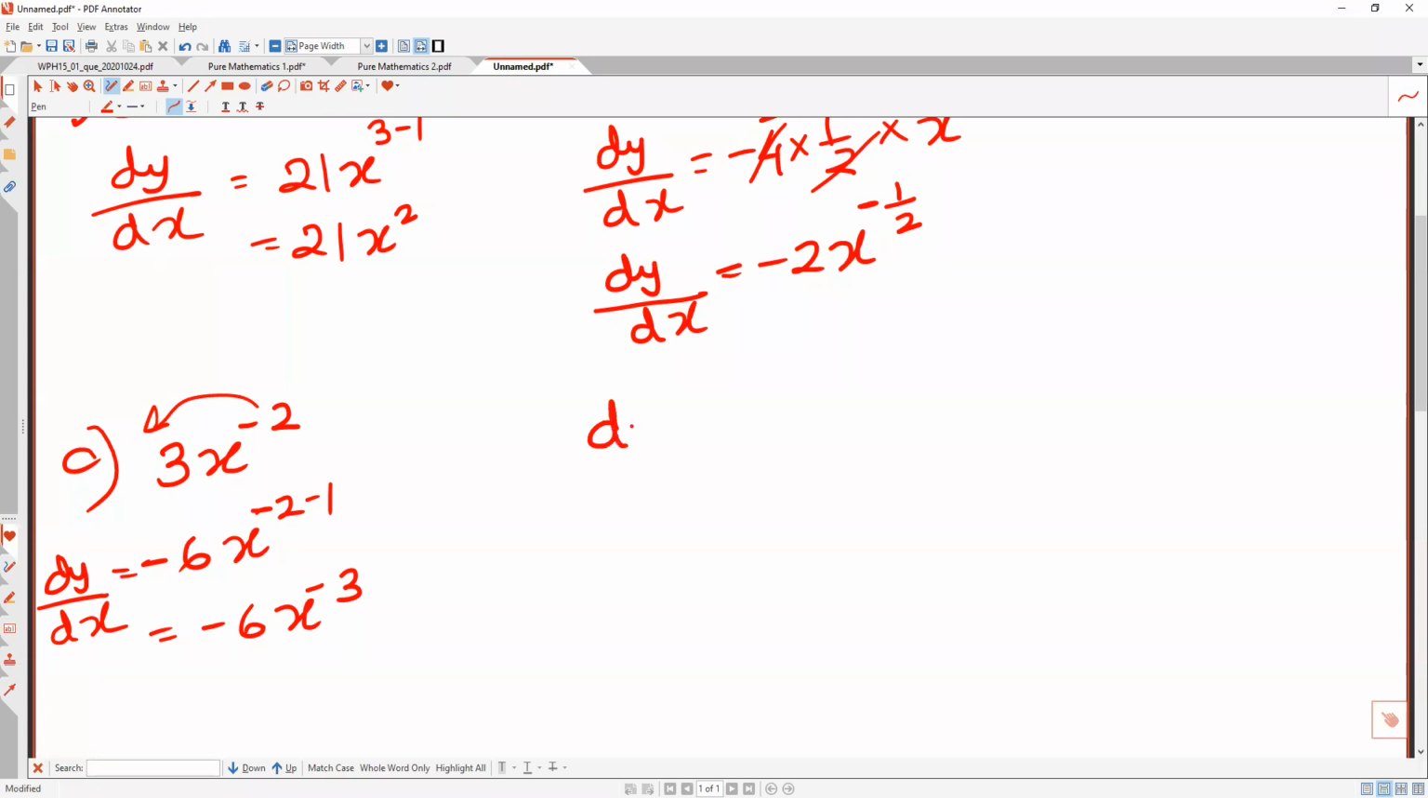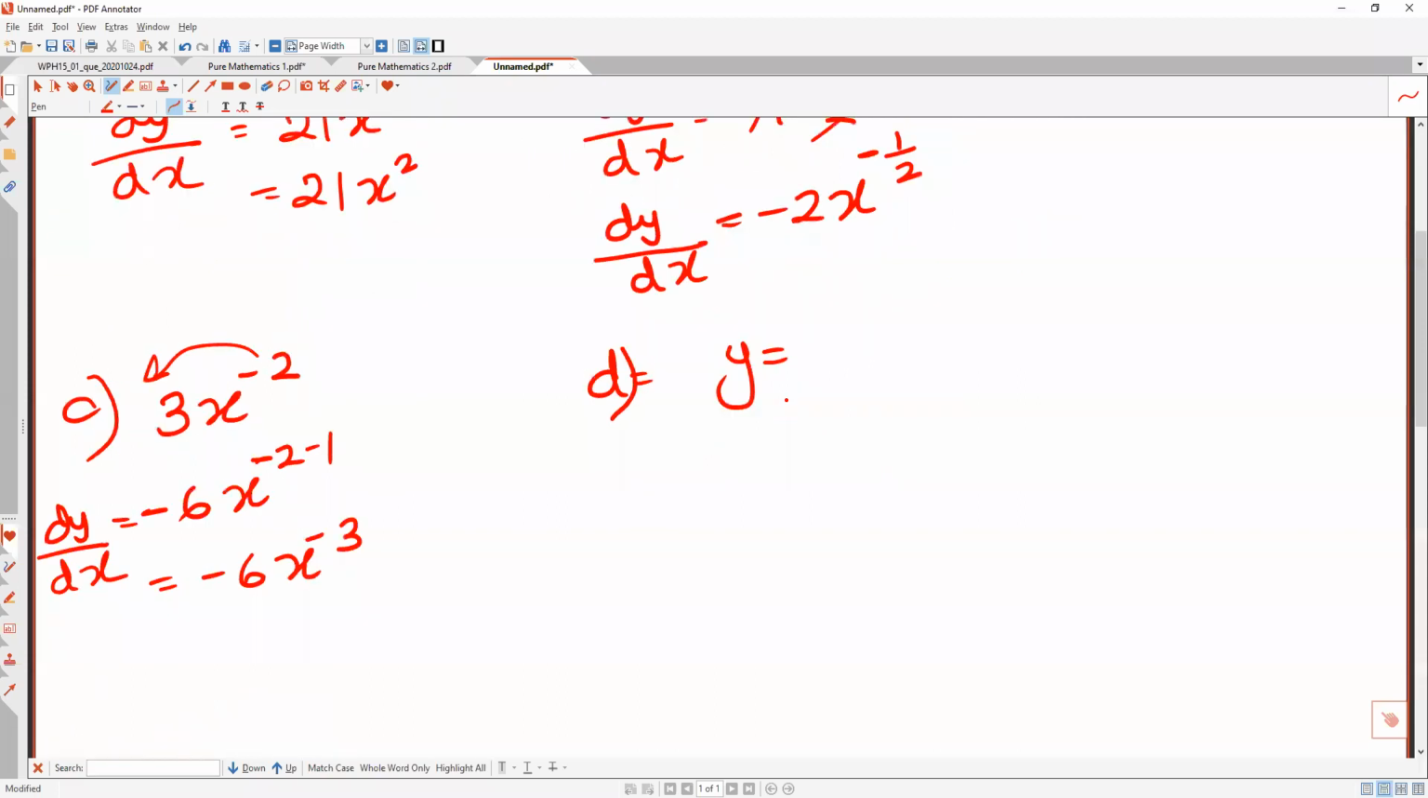D part is going to be y is equal to 8x raised to 7 divided by 3x. You have what? I cannot do dy by dx here right now. I need to simplify. So if I want to simplify, I will write y is equal to 8 by 3 because it's constant, cancel, cancel, x raised to 6. Now I can do my differentiation. As long as there is an x value at the denominator, you cannot start your differentiation.